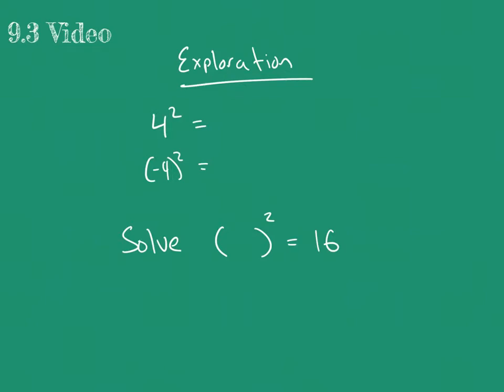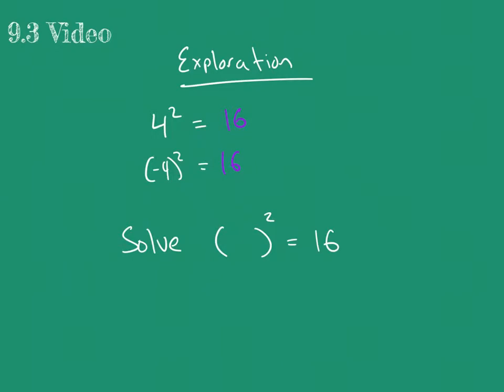Hey everybody, we are going to explore a new way to solve quadratics in this video. So we're going to start with a little exploration here though. What I've got here is 4 squared equals, and in parentheses, negative 4 squared equals. And if you remember, 4 squared means 4 times 4, so that's 16. And negative 4 squared means negative 4 times negative 4, which is also 16.